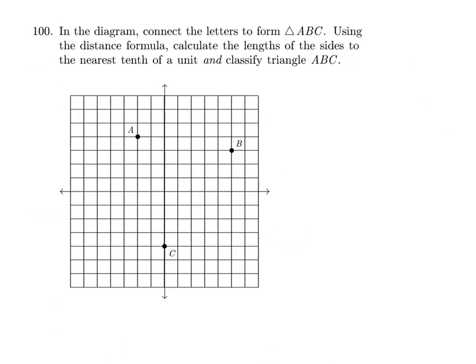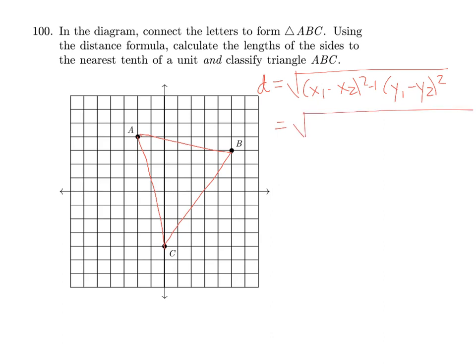All right, in the diagram, the letters form this triangle. Using the distance formula, I have to use the distance formula again. After doing these problems, you should have the distance formula ingrained in your mind. Okay. So for A, there's my origin. Gotta go back 2. I'm gonna go up 4.